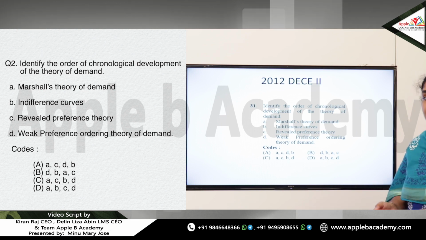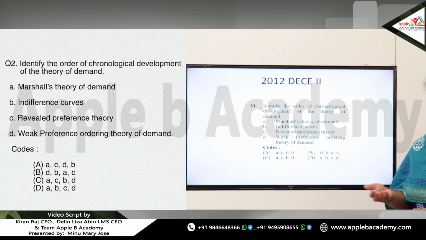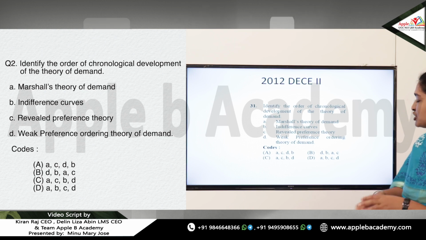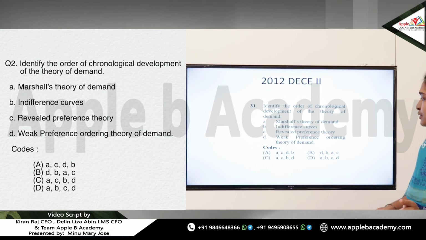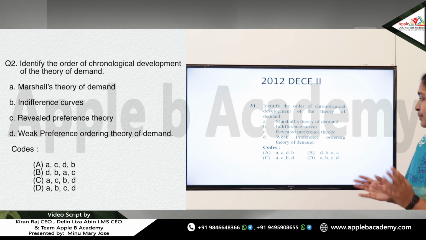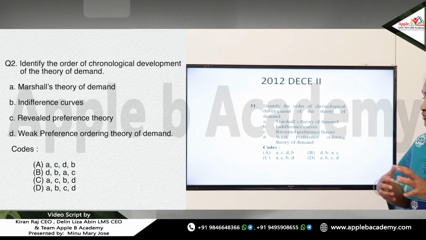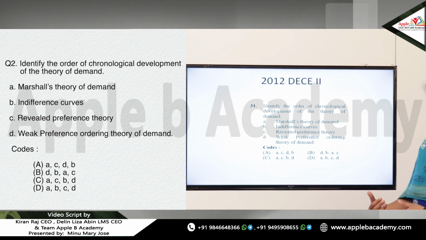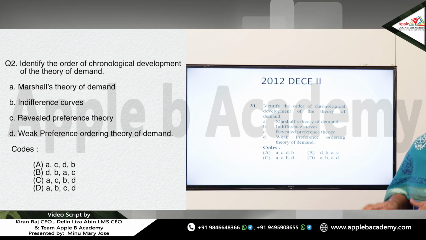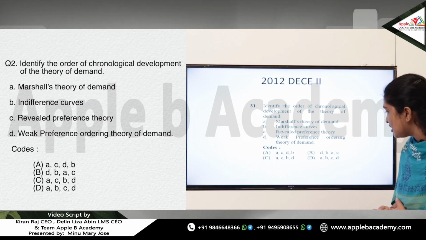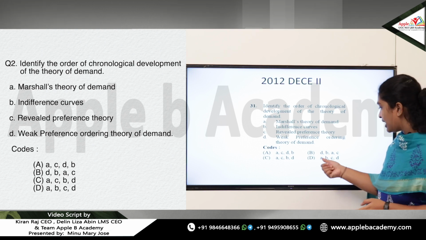That is revealed preference theory, given by Samuelson, which discussed how individuals show their own preferences in a much different manner than the cardinal and ordinal utility or indifference curve analysis, which came up before. The fourth one is the weak preference ordering theory of demand, which followed and came as an improvement on revealed preference theory. So the options given are exactly in the order of their appearance in consumer demand theory. So the answer for this question would be option D.